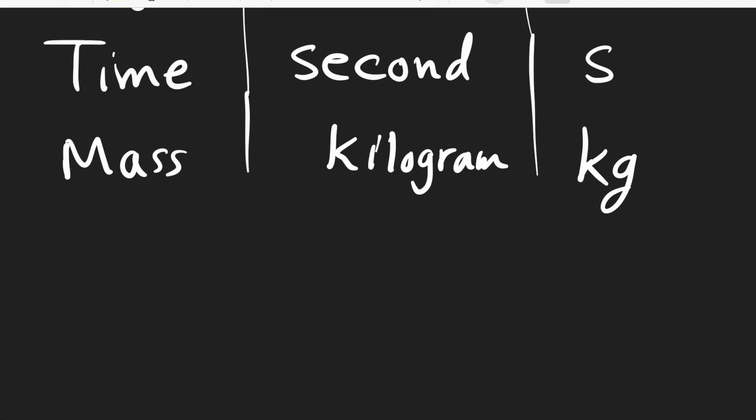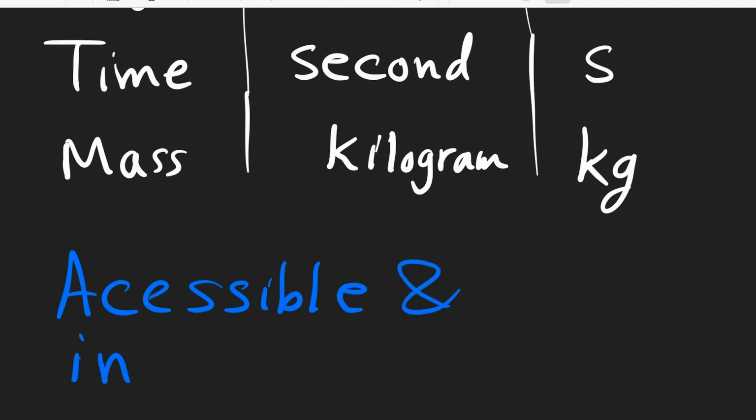Base standards must be accessible and invariable. For example, the distance between one's nose and the index finger is accessible, but it varies from person to person. So this is not a good measure for a standard. In the next lecture, we'll talk more about the base standards and also the international standards of units.